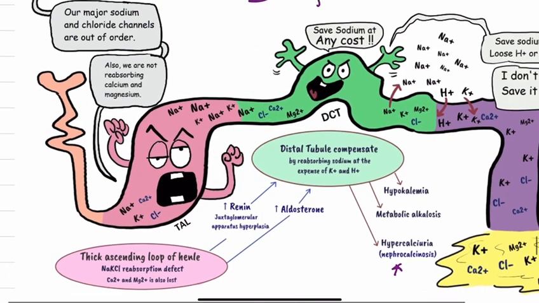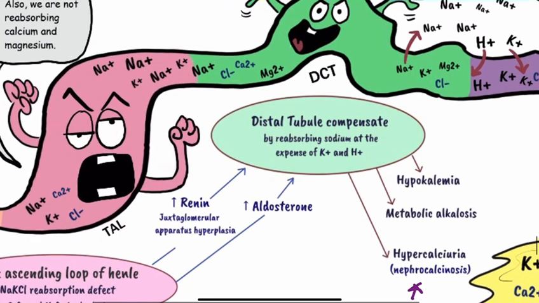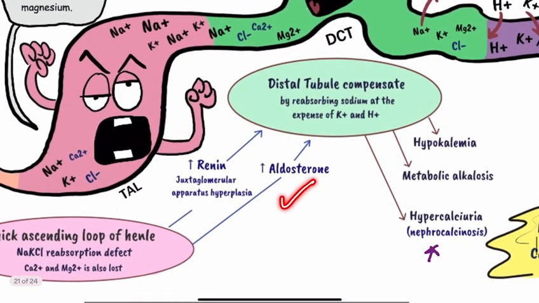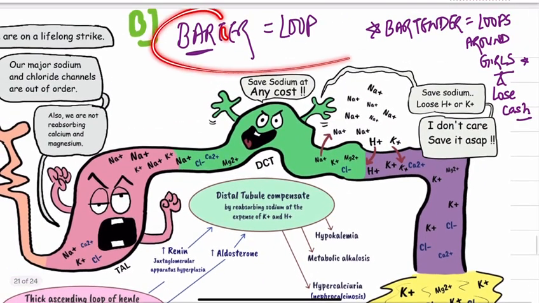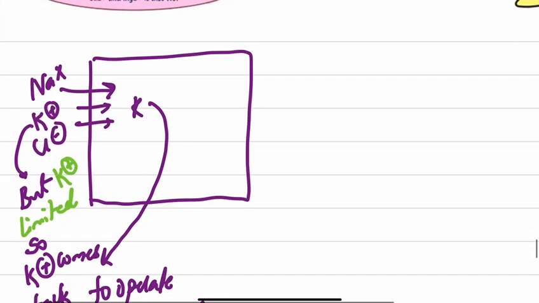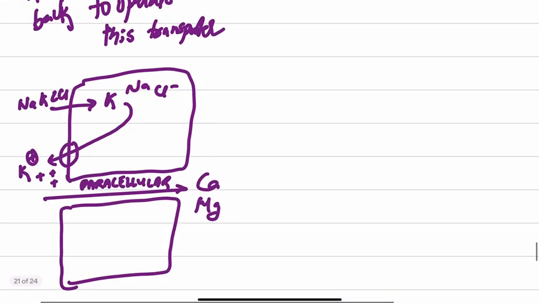Okay, this is the thick ascending loop of Henle. The distal tubule will compensate, as I told you, by increasing aldosterone and renin, and there will be hypokalemia, metabolic alkalosis, and I told you about the hypercalciuria. So Bartter will be easier if you remember that potassium is the limiting ion here. As potassium is lost, there will be a positive charge on the outer side, and it will push the same positive ions inside the cell from the lumen.